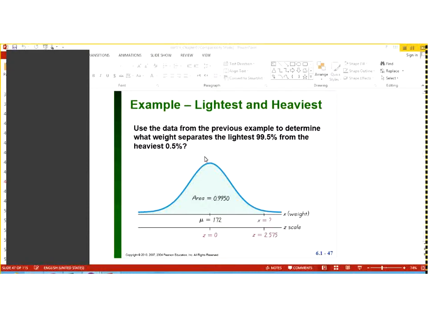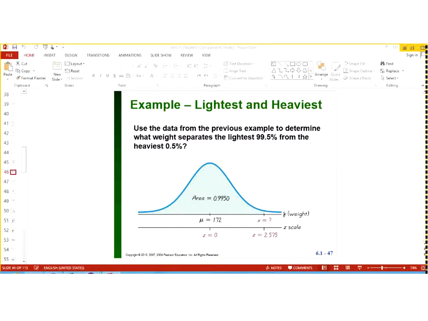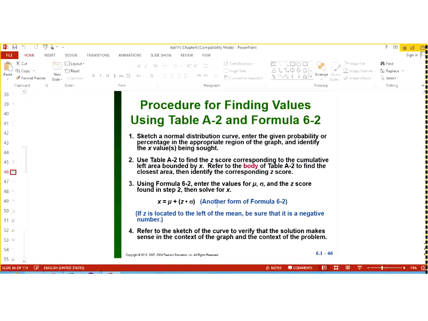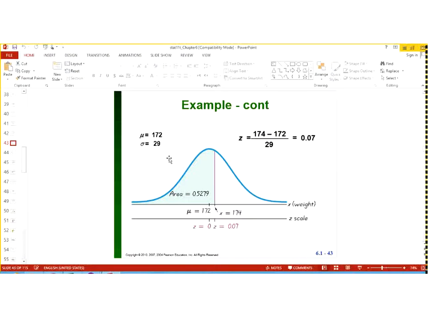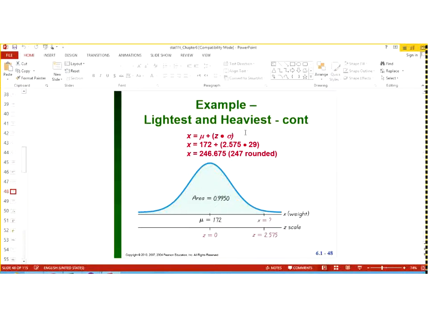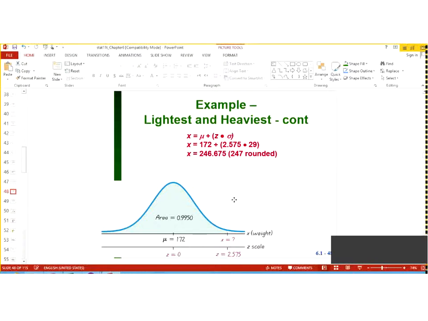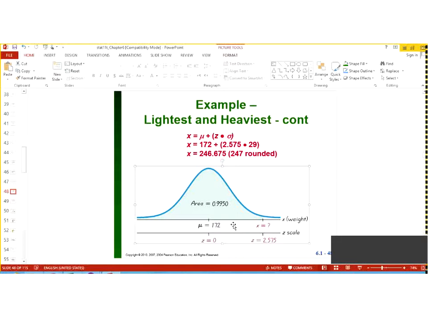He asked me about what weight, the weight which is X. How can I find X? I will use this equation: X equals mu plus Z times sigma. Mu and sigma were given in the problem: mu is 172 and sigma equals 29. I substitute in the equation like this: X equals 172 plus the Z I found here times sigma, which gives 246.675.